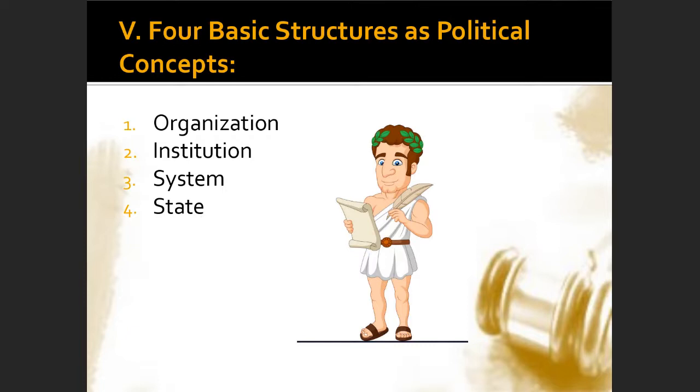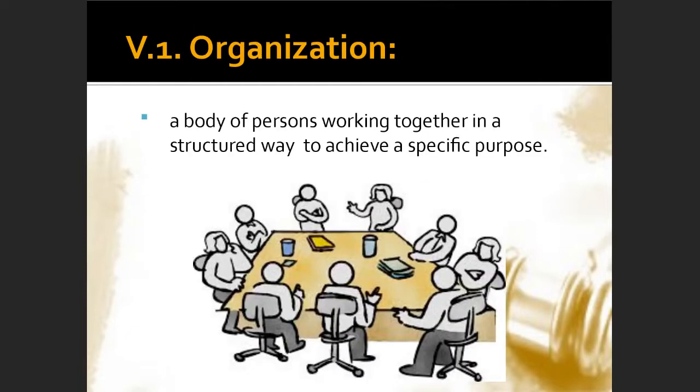We have the organization. The organization is a body of persons working together in a structured way to achieve a specific purpose. Now, you might be already a member of an organization. You belong to a club, for example, or a school organization. You know that, for example, your organization is a biking organization. So your goal, your purpose is to encourage more people or to invite more people to go on a ride with you, and that's already an organization.